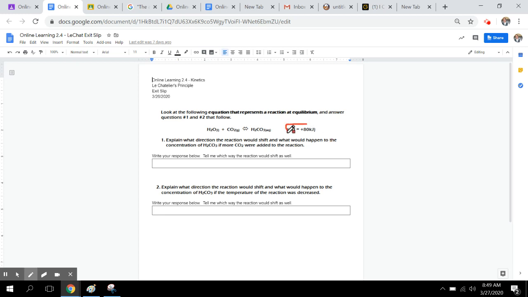Well, it was a short part of the video, but delta H is being written here off to the side with a positive sign, which means it is going to be endothermic. And what that means is it belongs on the reactant side. So when it's positive, it belongs on the reactant side. So I'm just going to add it over here, 80 kilojoules of heat.